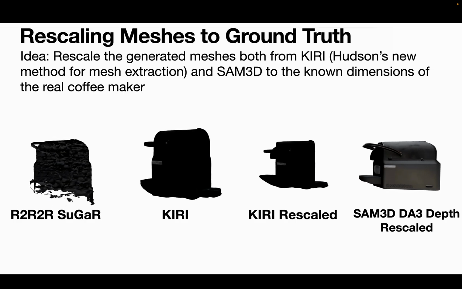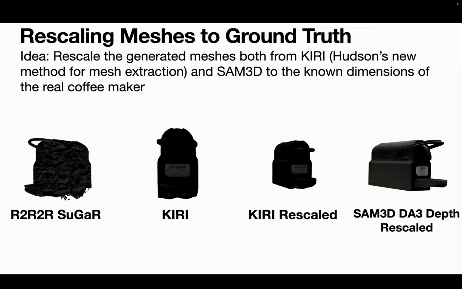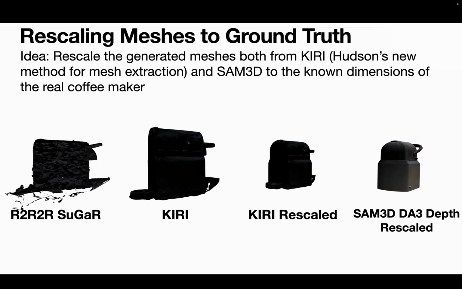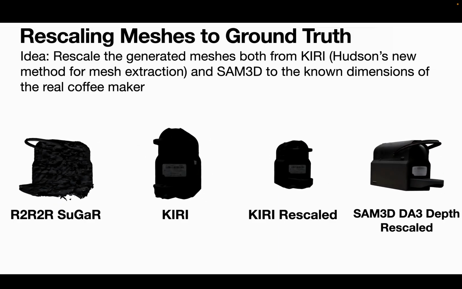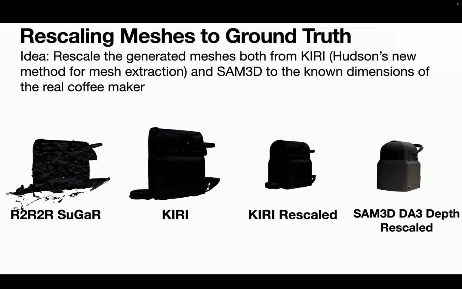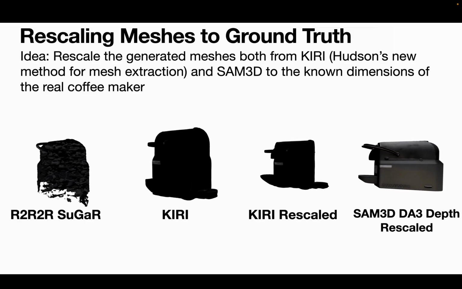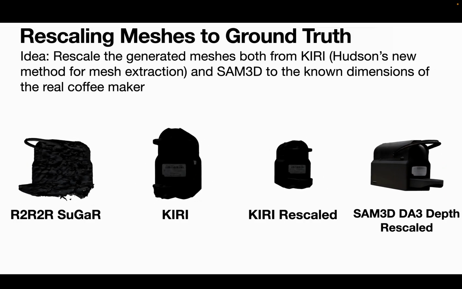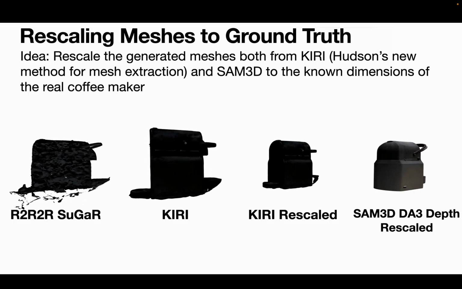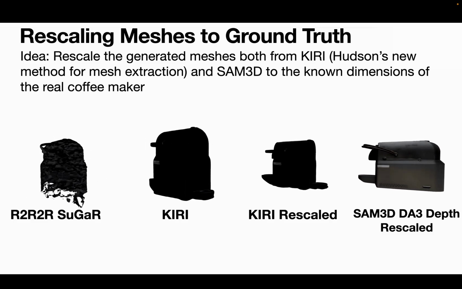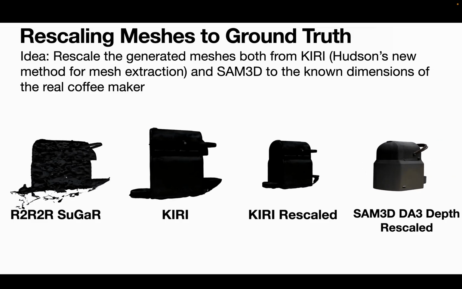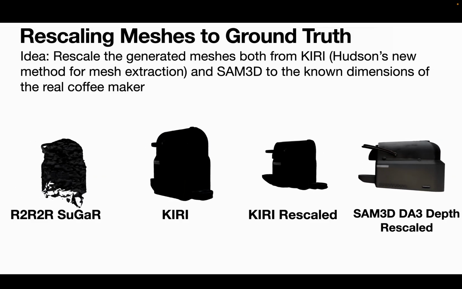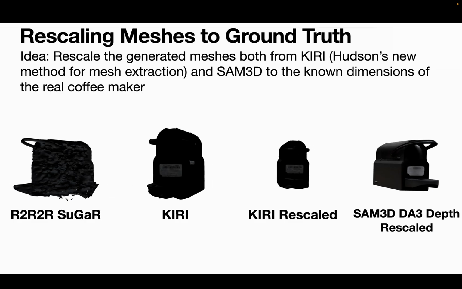So here are the results, from left to right: real-to-real. This is the original textured mesh that we used for our stuff. And then we have Curie, which was Hudson's approach. If you notice, the scale is slightly off from the ground truth. It's a bit larger. So I rescaled that down to get Curie rescaled, which has the accurate dimensions. And likewise, I also rescaled the SAM3D Depth Anything 3 version of the textured mesh. So these look a good bit better, and it'll be exciting to actually see how they work in real-to-real.